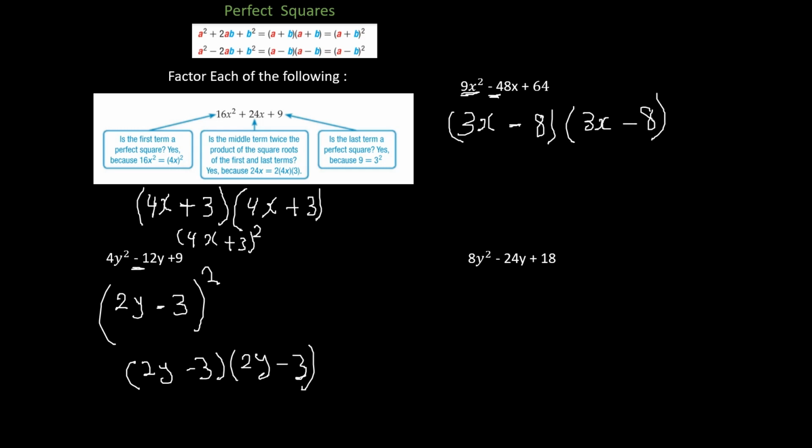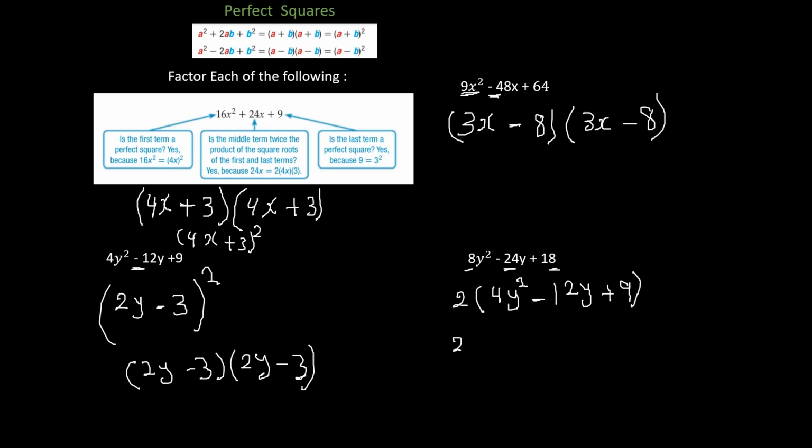In the last example, we have to check whether there is a greatest common factor or not. Is there a common factor? It's 8y squared minus 24y plus 18. Actually, in each example we have to take the common factor, but in the previous 3 examples there were no common factors. But here we have 8y squared minus 24y plus 18. So we can take 2 as a common factor: it will be 4y squared minus 12y plus 9.